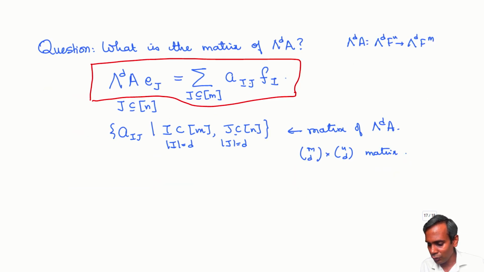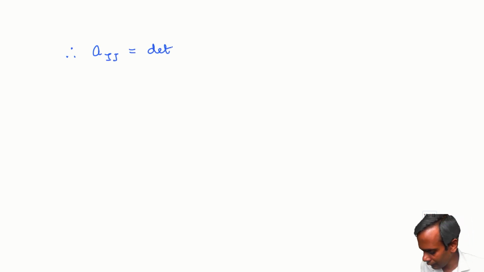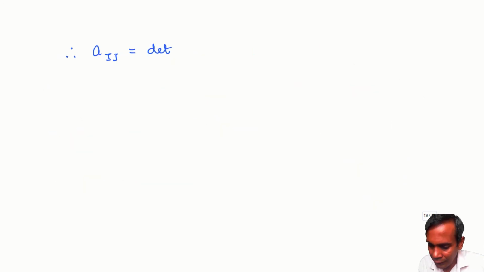So we were looking for the coefficient of such a term. Therefore, A_{IJ} is precisely the determinant. This thing here is a determinant. It's a determinant of what? A submatrix of the original matrix A. It's a determinant of the submatrix of A obtained by choosing rows according to the subset I and choosing columns according to the subset J.